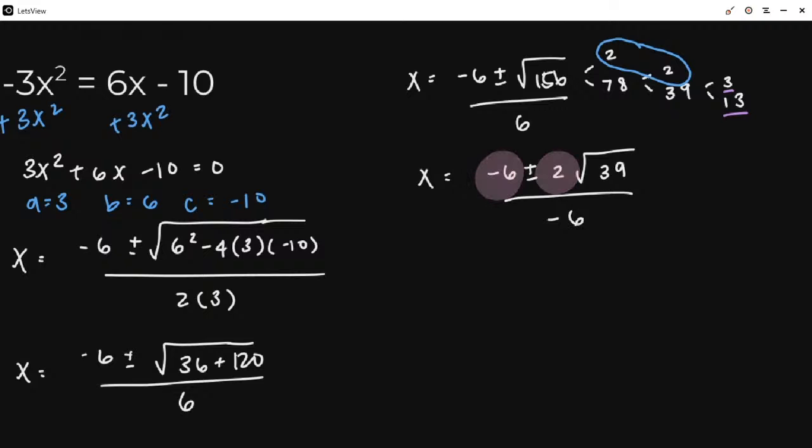Okay, so we're going to look at these three numbers. We can divide everything by 2. So we can simplify this to negative 3 plus minus square root of 39 over 3. Negative 3. Wait, hold on. It's just 3. I don't know why I put this negative here.